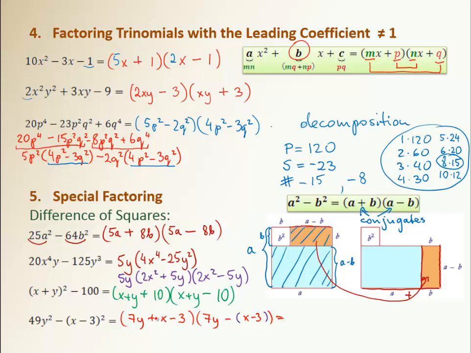So the final answer is, copy the first bracket, 7y plus x minus 3, and the second bracket is 7y minus x, but plus 3.